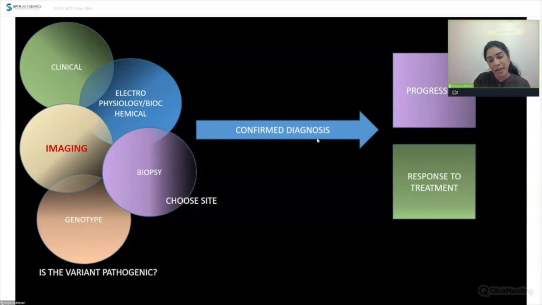Once the diagnosis is confirmed, MRI still has a role in assessing the progression as well as the response to treatment. In fact, with the new gene therapies coming, the response to treatment is coming in a big way, and MRI is a non-invasive biomarker in most of these clinical trials.